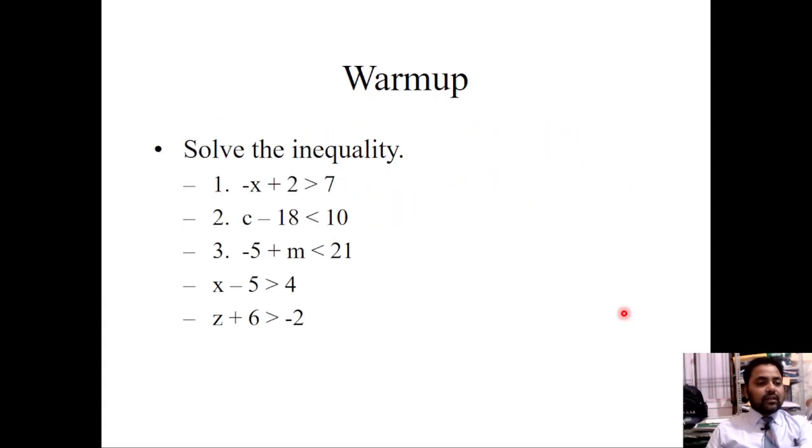Inequalities in one triangle. Here are some examples you can solve. Like minus x plus 2 is greater than 7, c minus 18 is less than 10, minus 5 plus m less than 21, x minus 5 greater than 4, z plus 6 greater than minus 2.